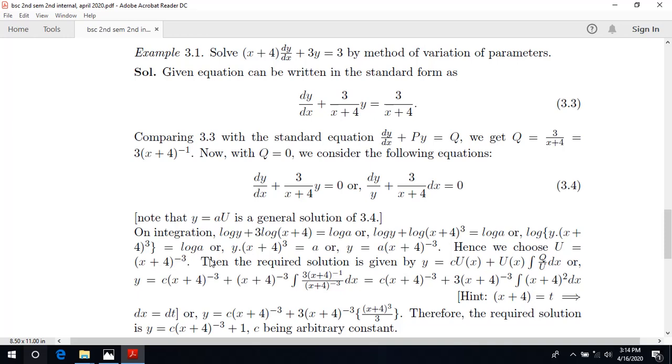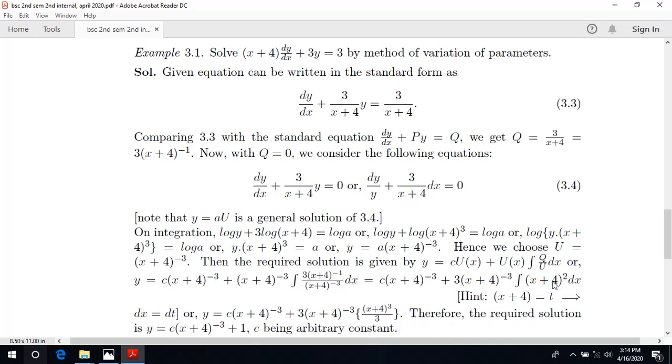Now you just recall step 3, the last step. The required solution is given by y equal to this formula. In this formula you just put the value of u and q. All the values are given. So this is u, this is q and u. After simplification, this term will give you (x plus 4) all raised to the power 2. Now this is integrable.